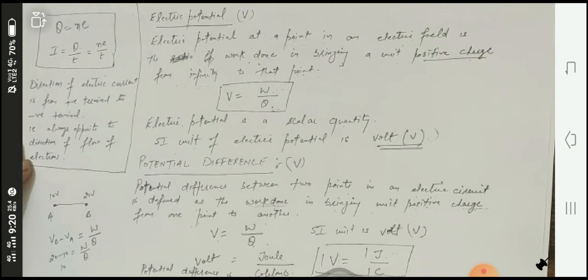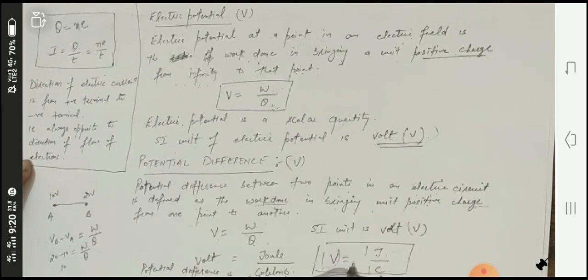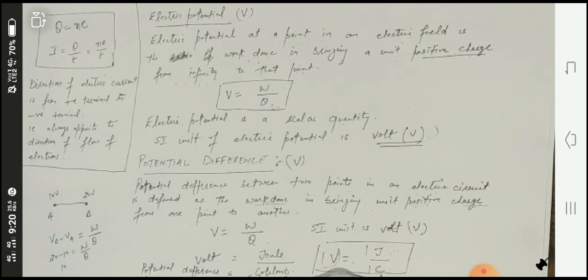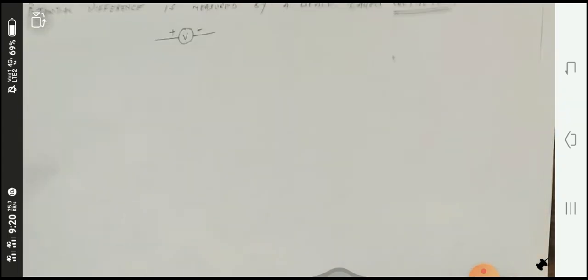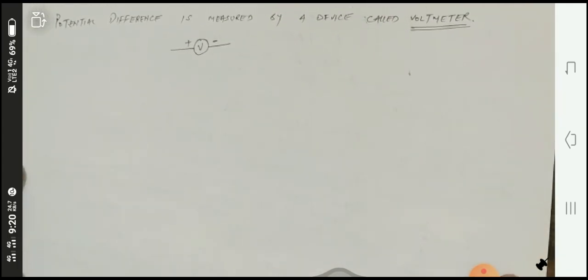How to define the unit of electric potential or the potential difference? The potential difference is said to be 1 volt if 1 joule of work is done in bringing 1 coulomb of charge from one point to another. So that's why 1 volt is 1 joule upon 1 coulomb. And the device which is used to measure the potential difference is known as voltmeter. Clear, everyone?